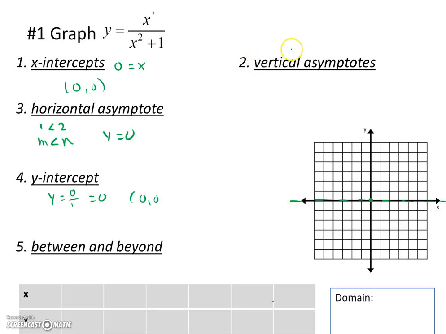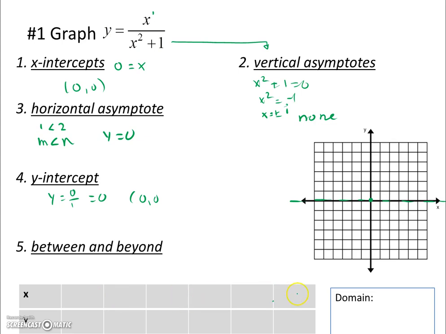Then we're going to go ahead and graph our vertical asymptote. So our vertical asymptote, you take your denominator and set it equal to 0. So I get x squared plus 1 equals 0, or x squared equals negative 1, and this is not a real number. You get plus or minus i. So that means that there are no vertical asymptotes. So we don't have any vertical asymptotes, so we're just going to need to plug in numbers.